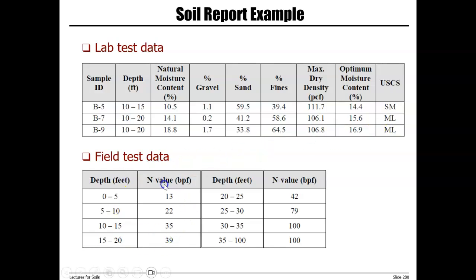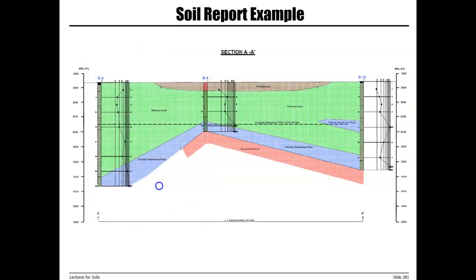Also, you can see the SPT results. With depth, we have the corresponding N value or SPT resistance. So more information: plan section AA for boring locations and borings B3, B5, and B10. Again, you can see different types of results.